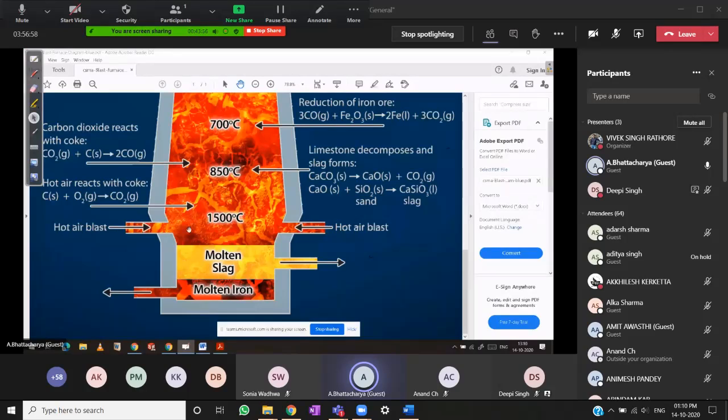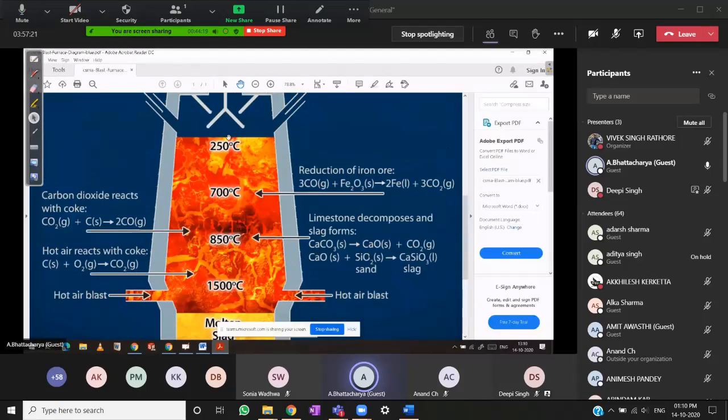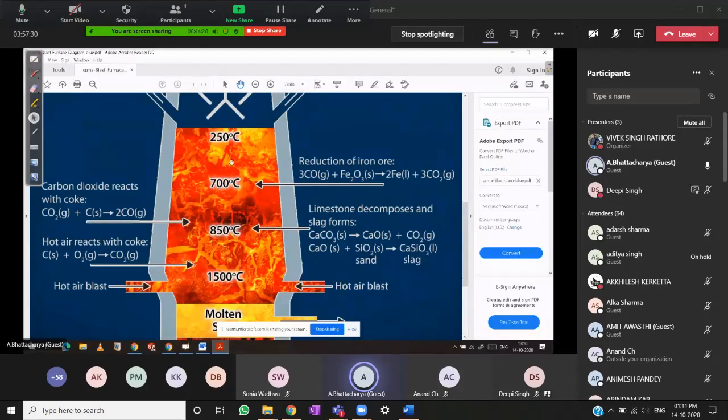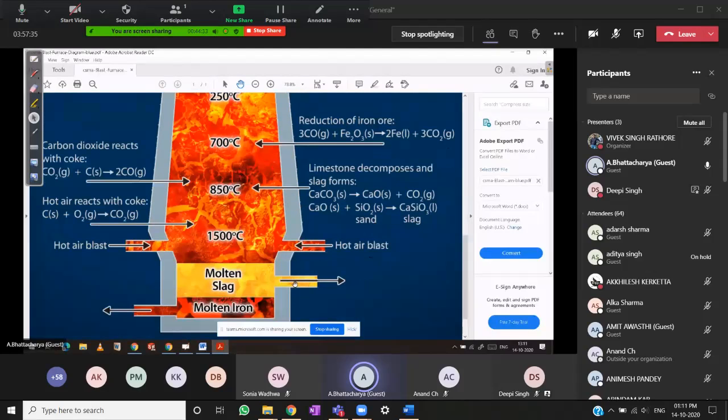So this is the process. At fixed intervals iron is taken out and slag is taken out, so that the hearth becomes empty. Because this is a continuous process, intermittently iron and slag are taken out. Now this descent journey of the iron ore, coke and limestone takes 12 hours. In 12 hours, the iron is formed.